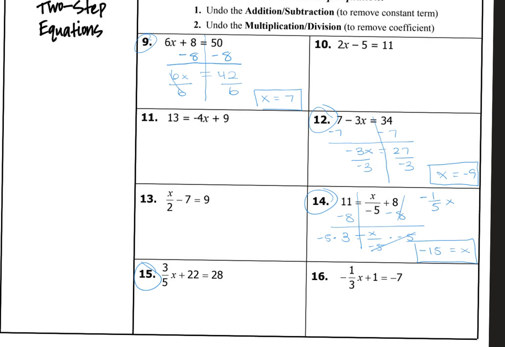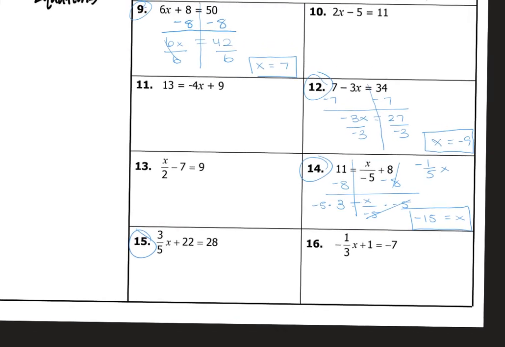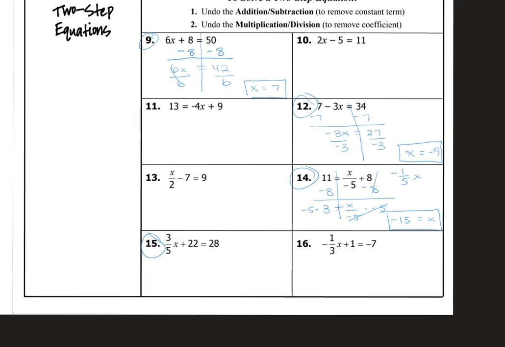All right, so I can check my answer by plugging in negative 15 for x. So I have negative 15 divided by negative 5, which gives me a positive 3. Positive 3 plus 8 does, in fact, give me a positive 11. All right, and the last one we are going to look at is number 15.